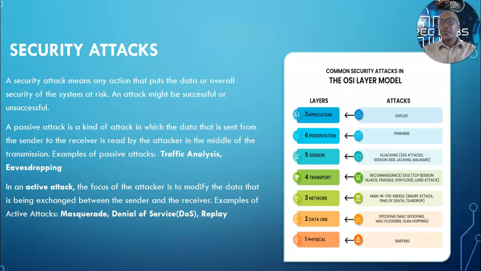So in the OSI security architecture, we look at the OSI layer model, where we have various layers. We begin with the application layer, and we have the presentation, session, transport, network, data link, and physical layers. So these are some of the possible attacks that you'll be able to experience at different layers or levels.